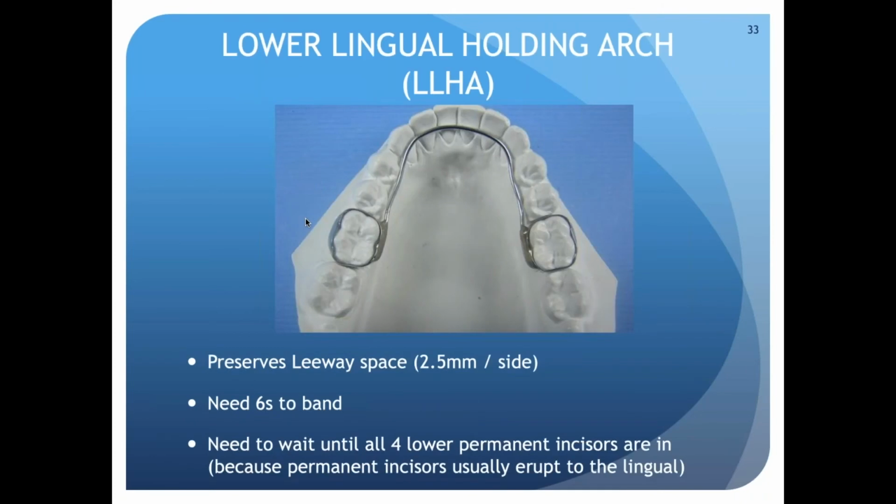Next, we have our lower lingual holding arch. Again, we're preserving our leeway space. We need the 6s to band to. The other important thing with this, our permanent incisors usually erupt kind of lingually, so we cannot use this appliance if we still have primary incisors, because we could block out our permanent incisors if that loop is up against those primary incisors. So it's a very specific case you'd have to use this. Again, you'd have to have your 6s, and you'd have to have all of your permanent lower incisors.